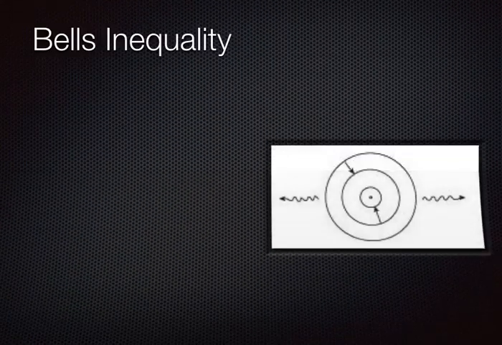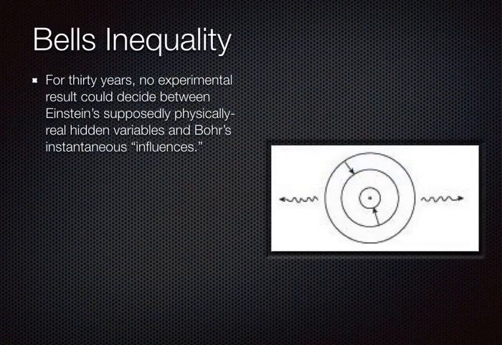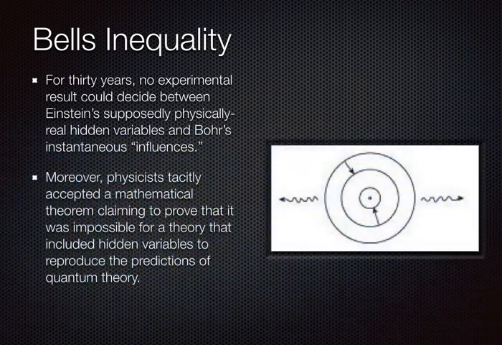So, how do you prove this? Obviously, we have proven it. It's not just philosophical. And we come to the famous Bell's inequality. So for 30 years, by the time Einstein died, all the way to when they were actually able to do these experiments, no experimental result could decide between Einstein's supposedly physically real hidden variables and Bohr's instantaneous influences.